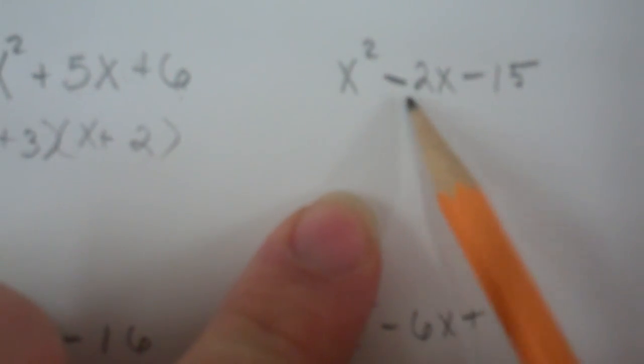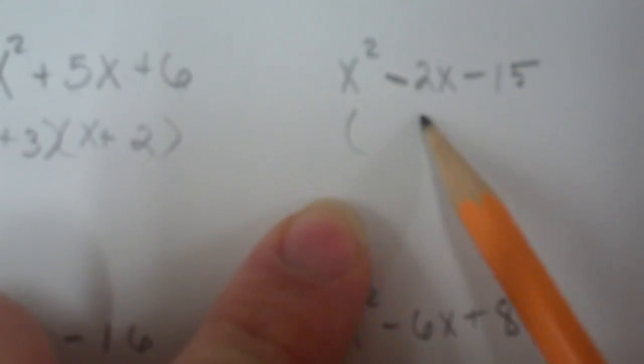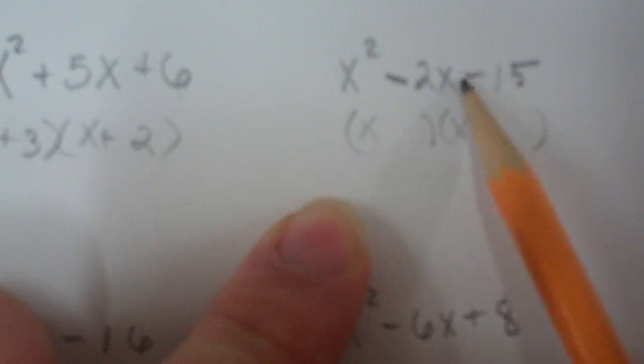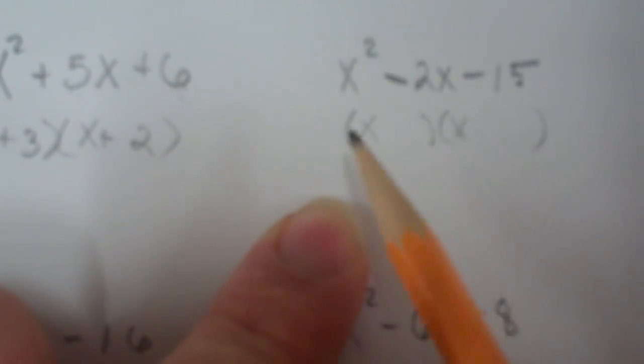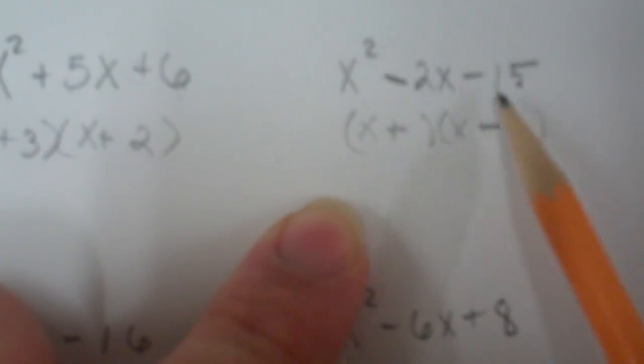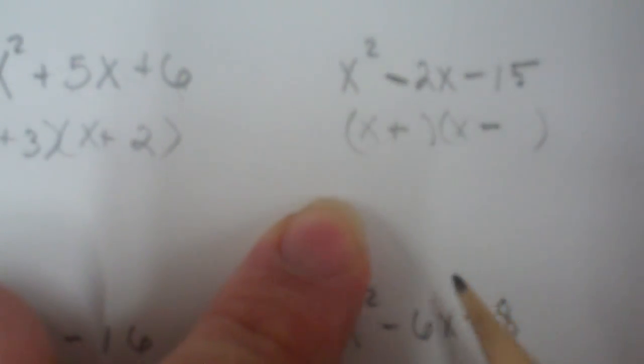We have x squared minus 2x minus 15. I'm going to put my 2 binomials down, an x and an x. This minus sign is telling me that these 2 signs have to be different, so I put a plus and I put a minus. What are 2 numbers that will multiply together to be 15 and have a difference of 2 like that?